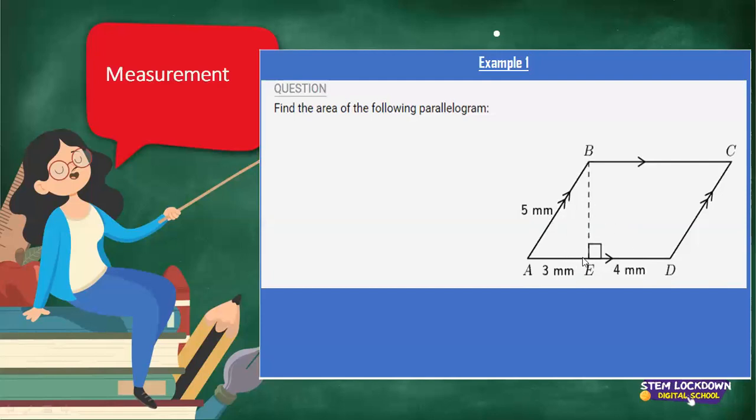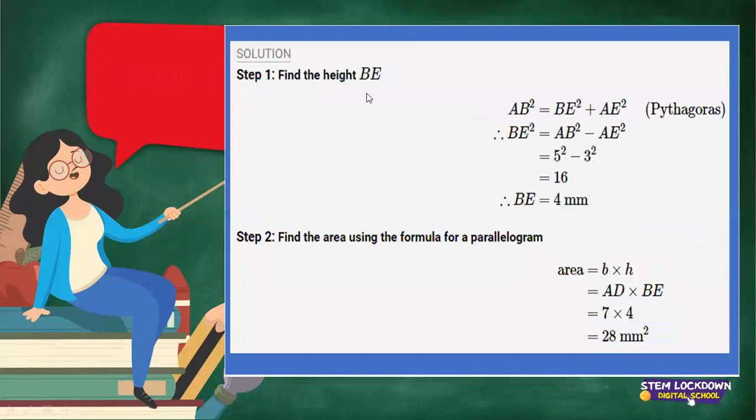So the first step is to find BE. Use Pythagoras: BE squared equals 16, the root of 16 is 4. So BE is 4. After finding your BE, you find your area. Area equals the base times the perpendicular height. The base is 7 and the height is 4, so you get 28 millimeters squared.